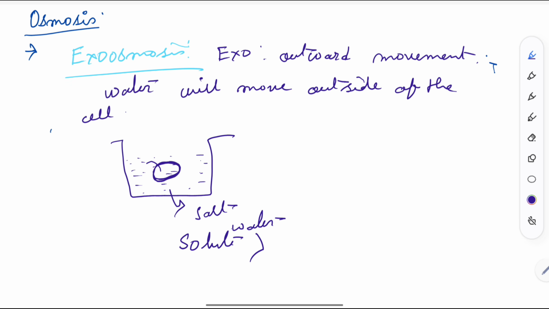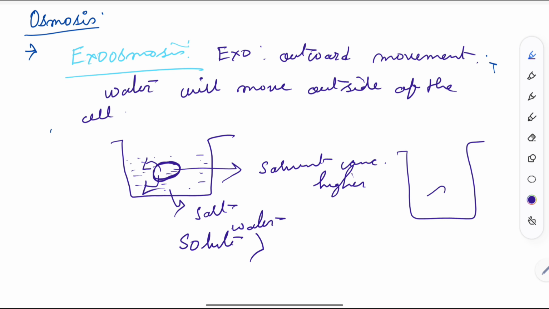So what will happen? I am giving this example because you can try it at home. The water concentration inside the grape is higher. It means the solvent inside the grape is higher, right? So water will exit from the grape. And as a result, what will happen? We will see a sunken or flaccid grape in the water. The grape will become sunken or flaccid, right? Now this was endoosmosis and exosmosis.